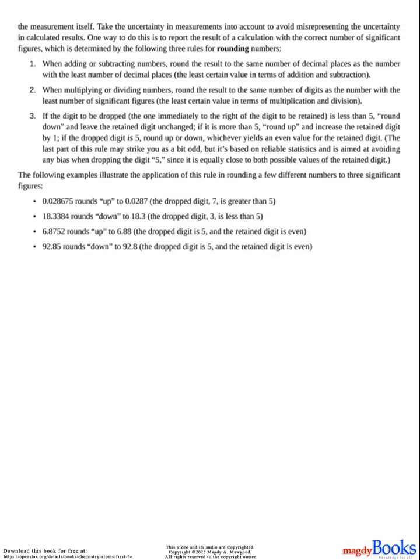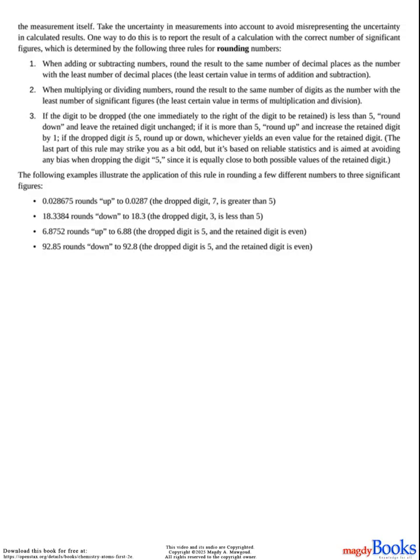The last part of this rule may strike you as a bit odd, but it's based on reliable statistics and is aimed at avoiding any bias when dropping the digit 5, since it is equally close to both possible values of the retained digit. The following examples illustrate the application of this rule in rounding a few different numbers to three significant figures. 1.